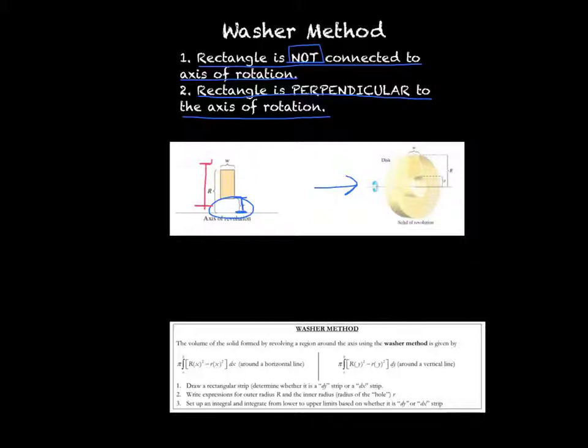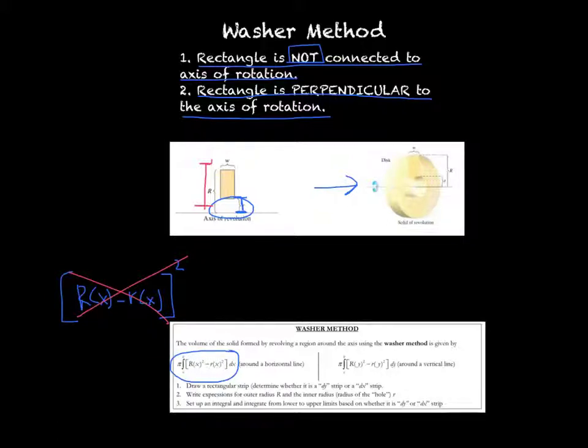And the volume of this is going to be determined by this formula right here. It's going to be pi, the integral from a to b, of capital R squared minus little r squared. Now, be careful not to confuse that with this: capital R minus r quantity squared. That is not what we're doing. It is capital R squared minus little r squared dx.